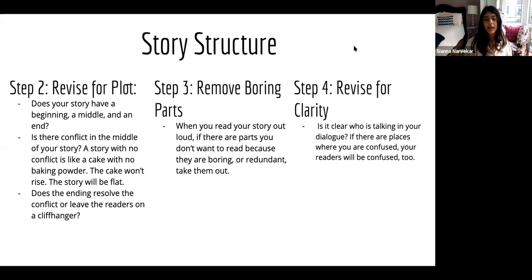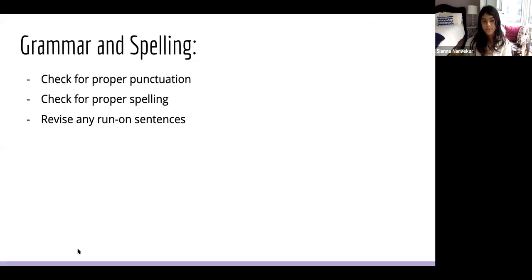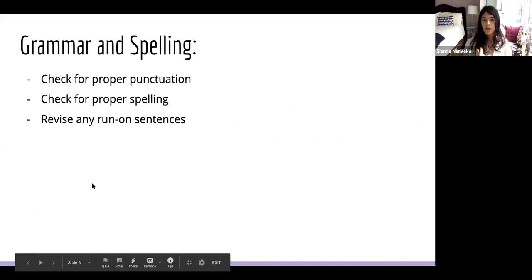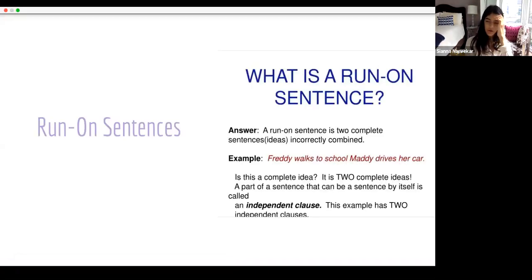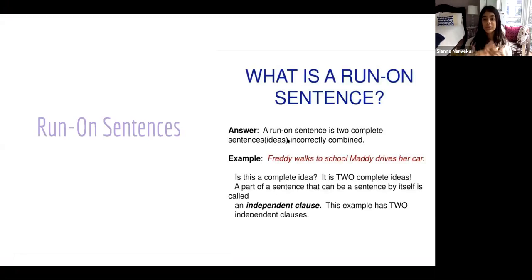And then the last thing is to revise for clarity. So you want to make sure it's clear who's talking to who, and if there are any places where you're confused, your reader will likely be confused too. And then the last one, the most important, is grammar and spelling. You want to check for proper punctuation, proper spelling, and revise any run-on sentences, which is something I notice in a lot of people's writing, which is okay, but it's just something you want to revise. If you don't know, a run-on sentence is when two complete sentences are incorrectly combined, but I'm pretty sure most people get the idea.